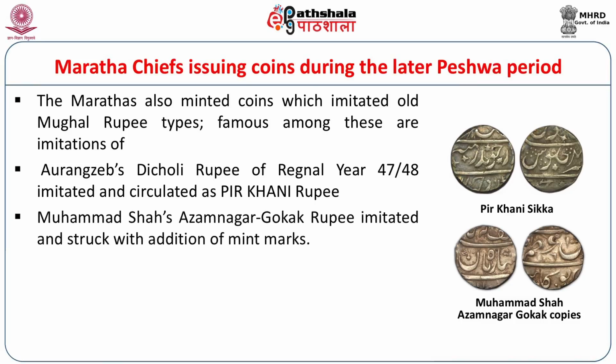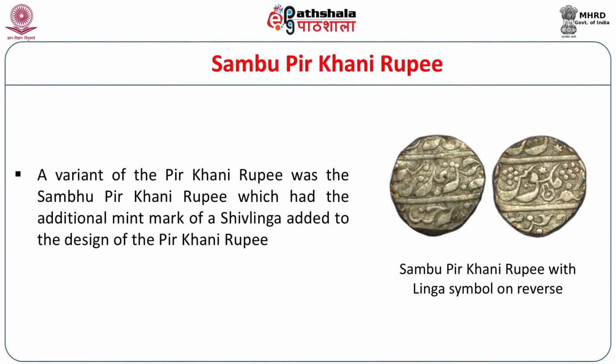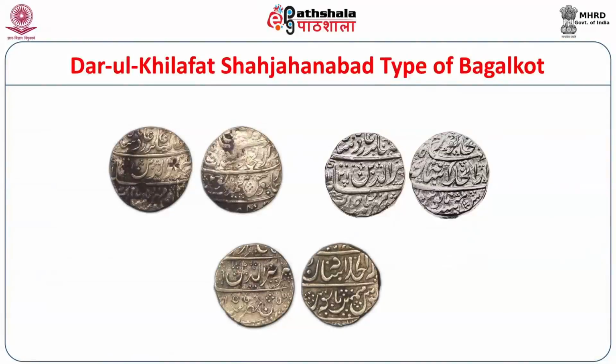Also, another famous copy was of Muhammad Shah's Azamnagar Gokak rupee, which was struck at various mints with additional mint marks. Another famous coin which was copied vastly was the Delhi Shahjahanabad Darul Khilafat mint coins. Again, these coins were not minted in Delhi but were copied in Maharashtra in the mint of Bagalkot. So this is the Shambhu Pir Khani rupee, which has the lingam symbol on the reverse, pointing to its issue by the Marathas. And these are the Darul Khilafat Shahjahanabad coins of Bagalkot, which again have peculiar mint marks on the reverse, and they don't look exactly like the actual coins issued by Muhammad Shah in Delhi.